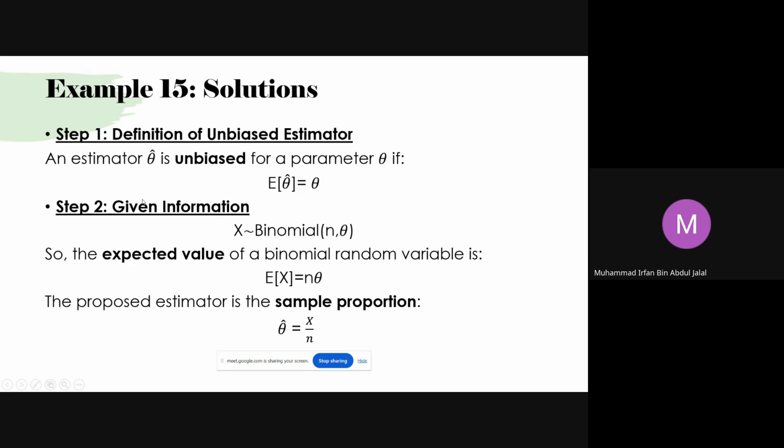So step two, we need to extract the information from the question. The first one is, X is distributed in a binomial fashion, where the parameters are n and the probability of success theta. For the binomial distribution, as you may have learned in a previous lecture, the expected value of a binomial random variable is E[X] equals n theta. The proposed estimator is the sample proportion, which is theta hat equals X over n. Okay.